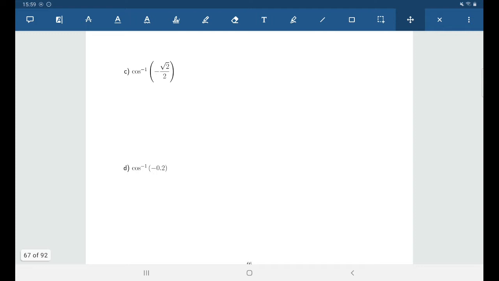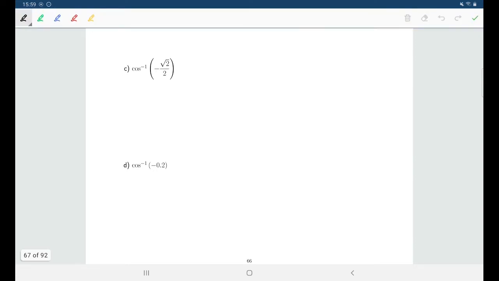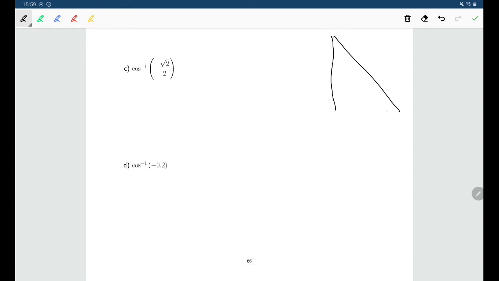Let's do another one here. Cosine inverse of negative root 2 over 2. If you're thinking back to your special triangles, we know that if we're using the 90, 45, 45 triangle, and you were interested in something like what is cos of pi over 4, you would get adjacent over hypotenuse, which when you write it in simplest terms would be root 2 over 2. And that's close to what we want. We want cos inverse of negative root 2 over 2.